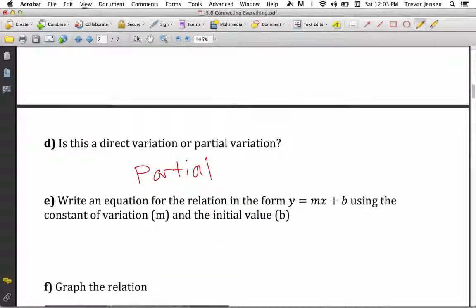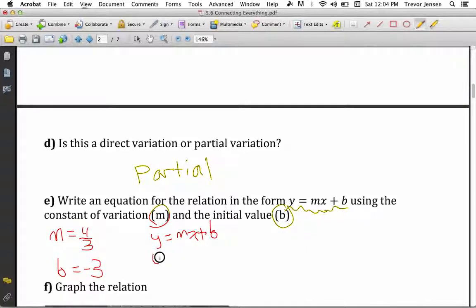The next part of the question wants us to write an equation in the form y equals mx plus b. We can go ahead and do that because we know our m and b values. All we have to do is plug those into our equation. Our m value was 4 over 3, and our b value was negative 3. Plug those into y equals mx plus b, and we get y equals 4/3 x minus 3. And that's the equation for the relation.